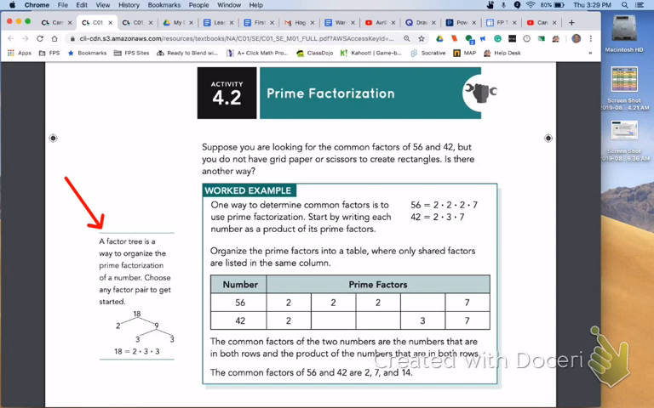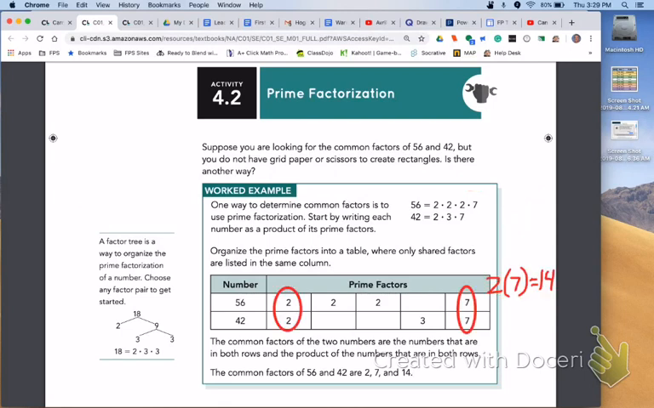Please turn to page 42, Activity 4.2, Prime Factorization. Suppose you are looking for the common factors of 56 and 42, but you do not have grid paper or scissors to create rectangles. Is there another way? One way to determine common factors is to use prime factorization. Start by writing each number as a product of its prime factors. Organize the prime factors into a table where only shared factors are listed in the same column.